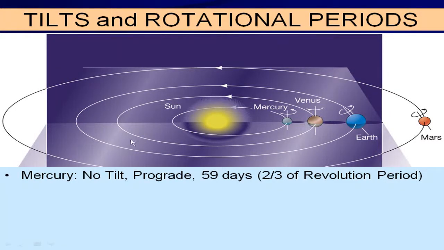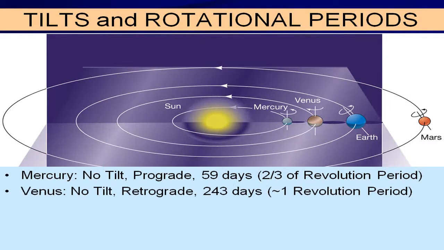Here are some particulars about Mercury. There's no tilt to Mercury. It has a prograde orbit like the other planets. Its rotation is also prograde, 59 days of rotation, which is 2/3 of its revolution period. This revolution period is 88 days, and it turns once on its axis in 59 Earth days.